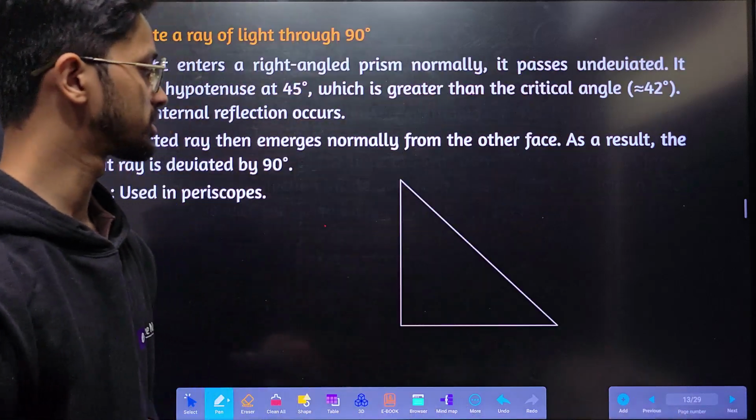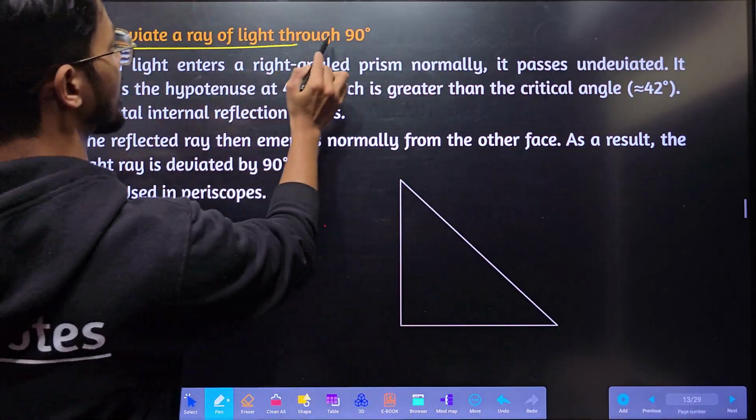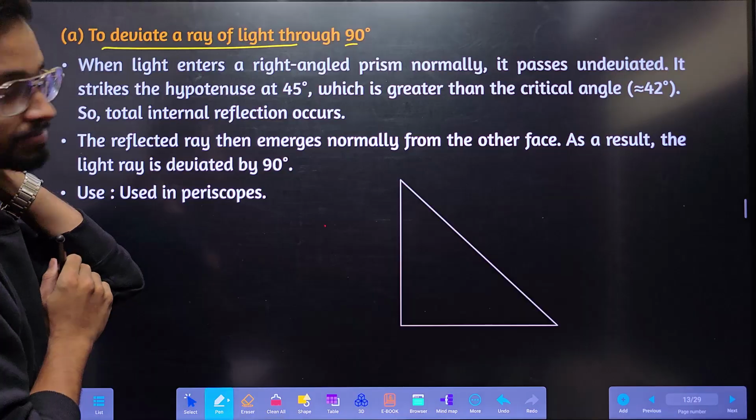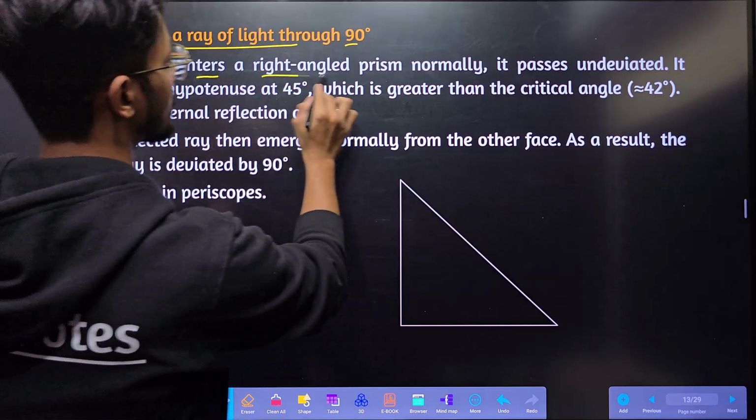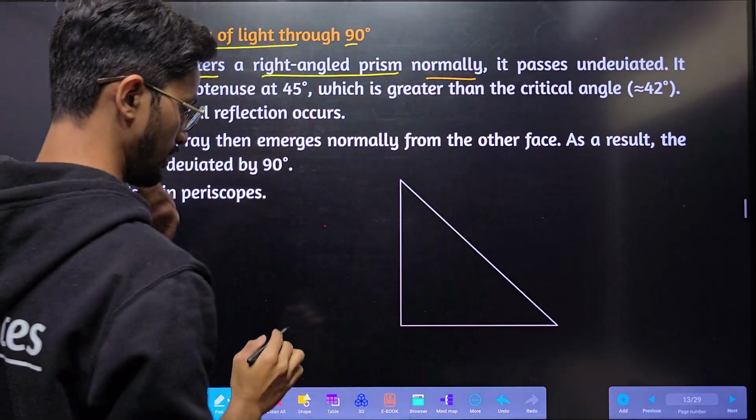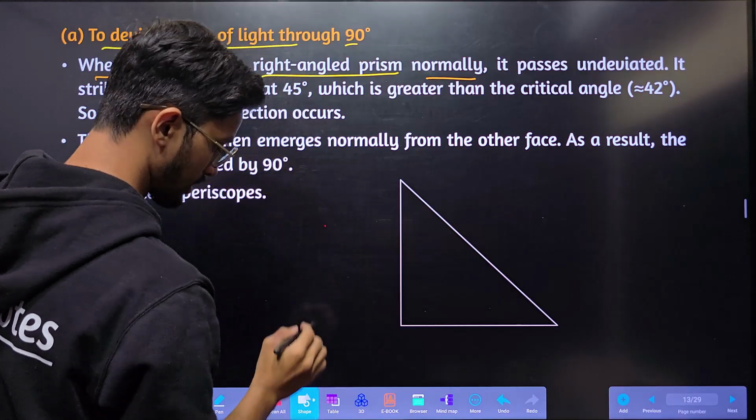Due to this behavior, a total reflecting prism is used for the following three purposes. What are those three purposes? The first purpose: to deviate a ray of light through 90 degrees. When the light enters a right angle prism normally, meaning it enters like this.